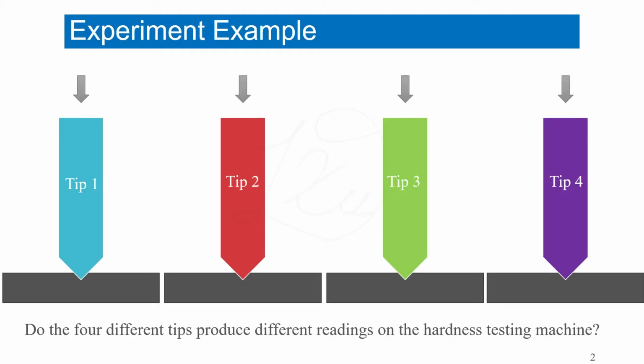Let's look at this example. A hardness testing machine presses a rod with a pointed tip into a metal specimen with a known force. The hardness of the specimen is determined by measuring the depth of the depression caused by the tip. Now we wish to determine whether or not 4 different tips produce different readings on the hardness testing machine. We have determined to obtain 4 observations for each tip, so there will be a total of 16 runs.